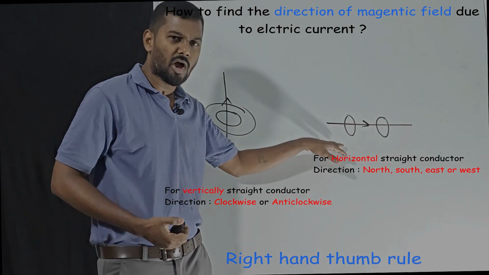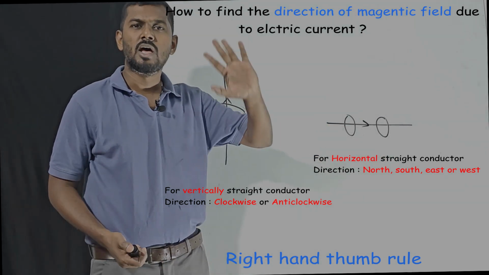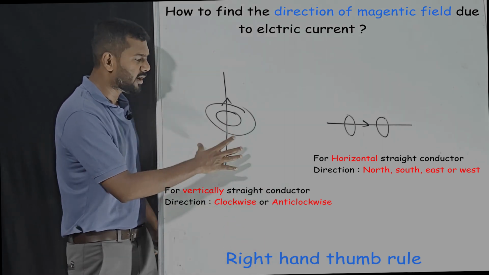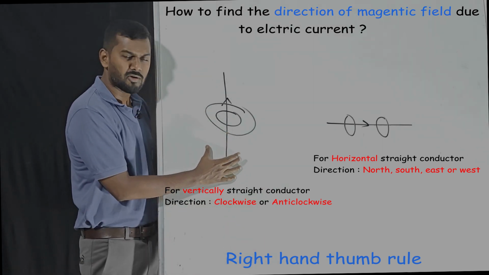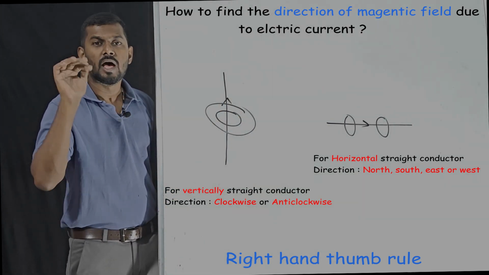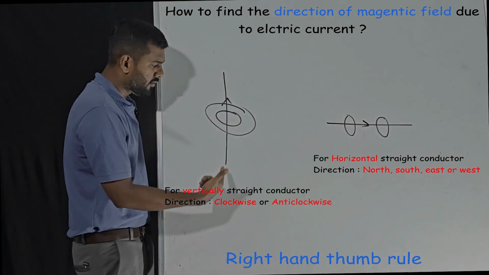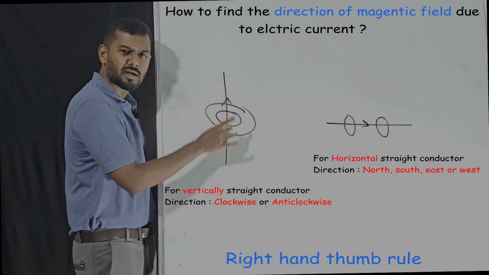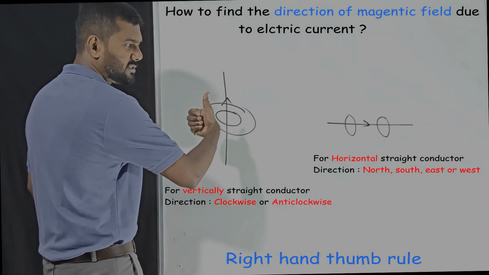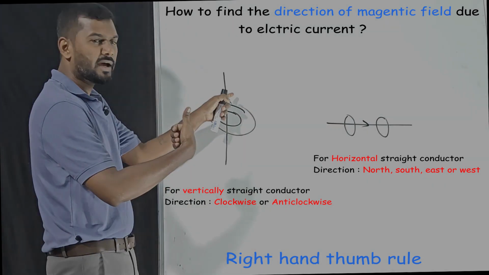But when it comes to a rod which is horizontal, current can flow in either direction, so here we are going to use north, east, south, west, all the directions. First we'll learn for vertical, then we'll go for horizontal. Which law are we going to use? Right hand thumb rule, correct? Whenever we use a vertical rod, vertical conductor, you have to hold it like this. This thumb represents the direction of current. You have to hold it like where the current is going.